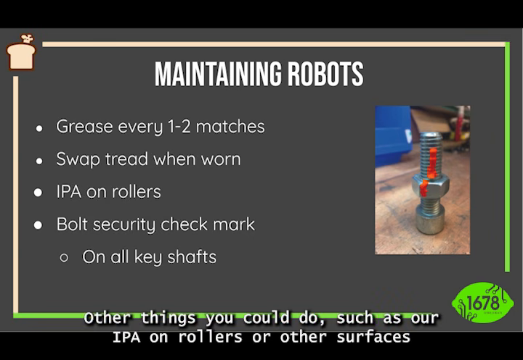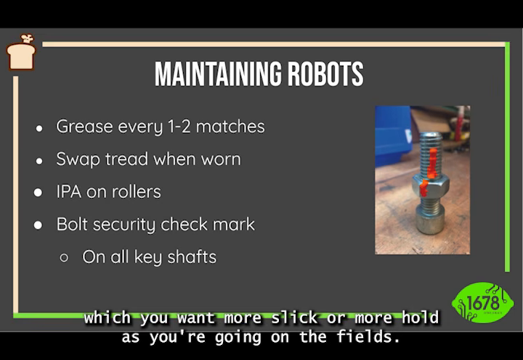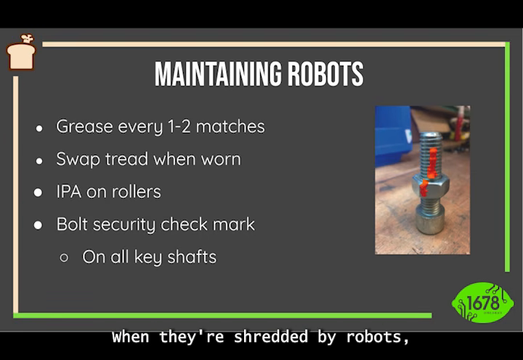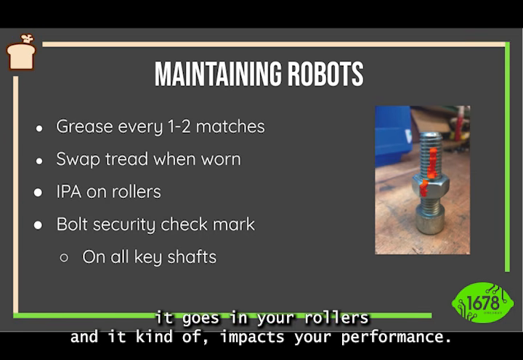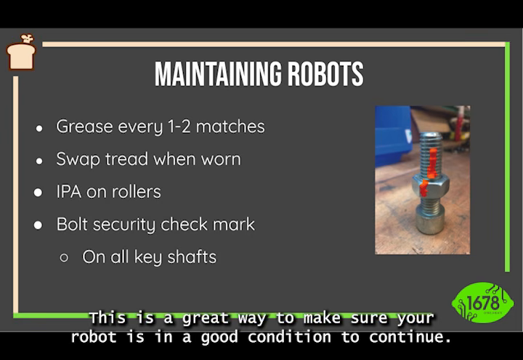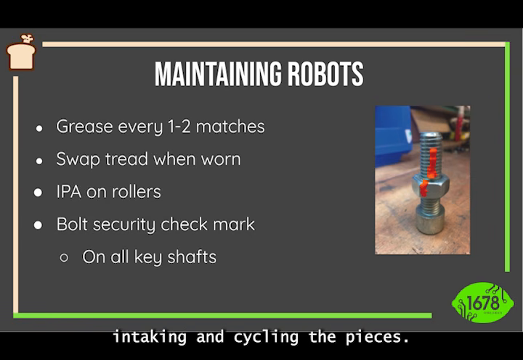Other things you could do are cleaning with IPA on rollers or other surfaces where you want more slip or more hold. As you're going on the field, you have dirt from the field, and dust from the game elements when they're shredded by robots. It goes in your rollers and can impact your performance. IPA or other cleaning substances are a great way to make sure your robot is in good condition to continue intaking and cycling pieces.